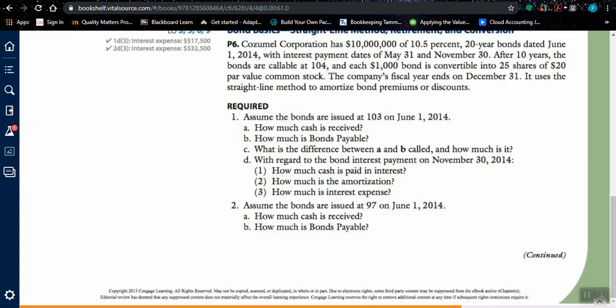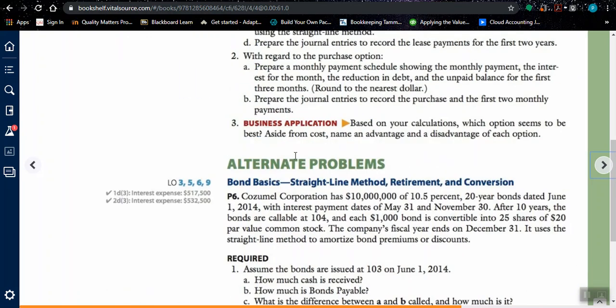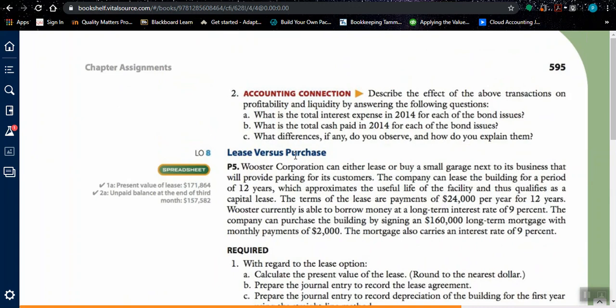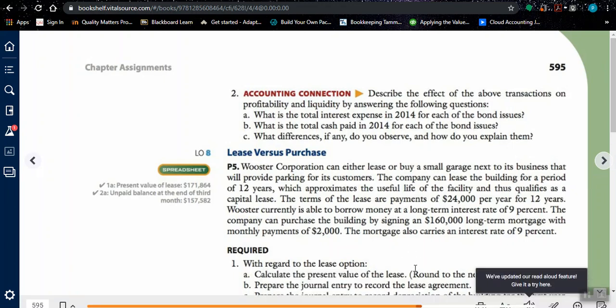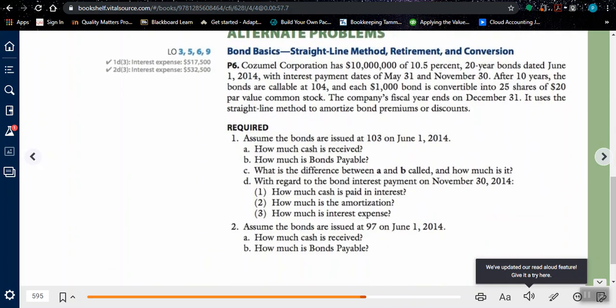So the first problem that we're going to take a look at is here on, what page is this on? 594 in our textbooks, and we're looking at problem 6 or P6. All right, so we have some information about a bond that was issued by Cozumel Corporation. They're $10 million bonds.